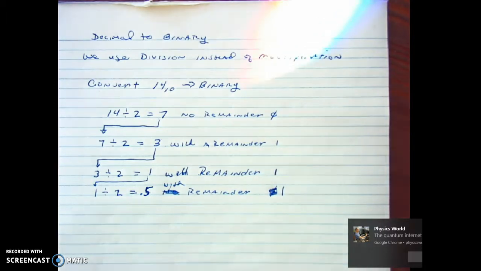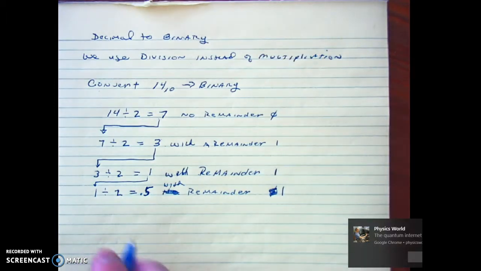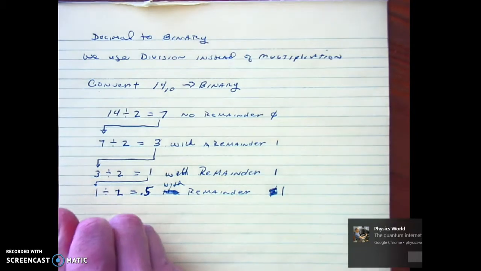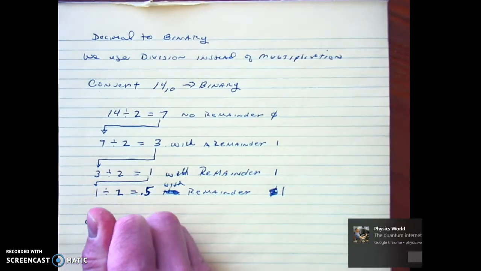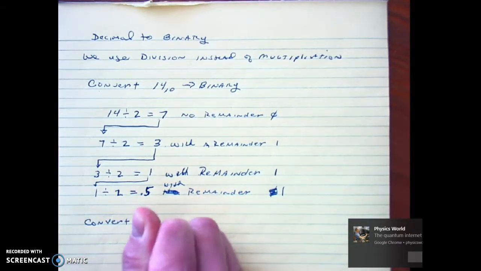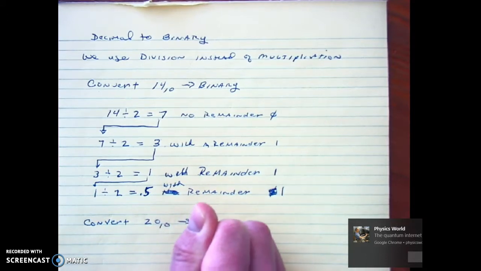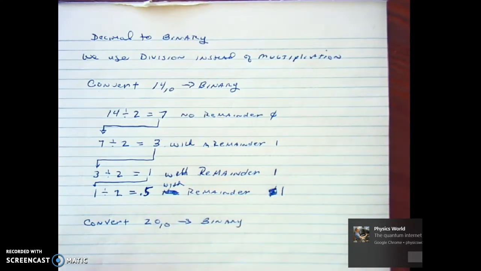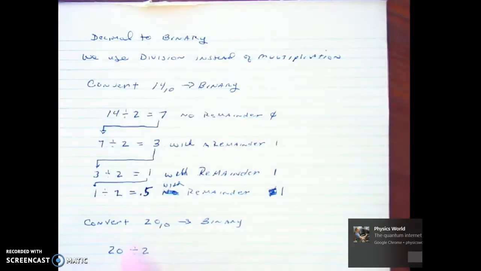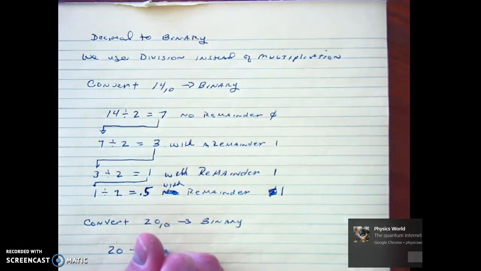Let's do one more of these. So let's convert 20 decimal to binary. So if we take 20 and we divide it by 2, because why? Because we're doing binary values. Binary values are always 2. That gives me 10, so we have a 0.